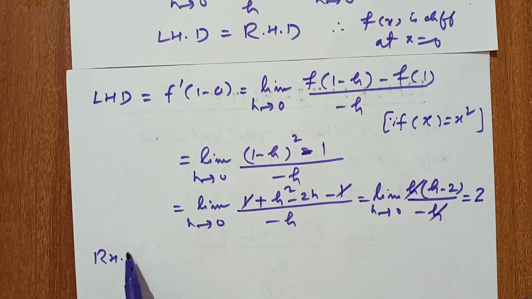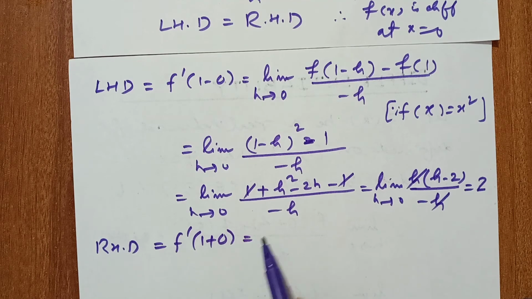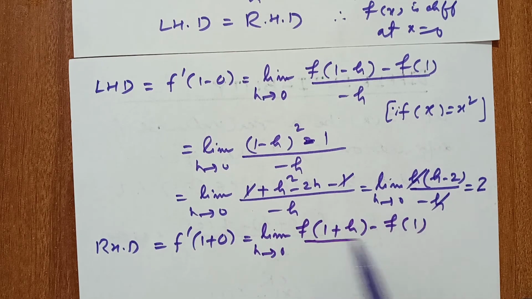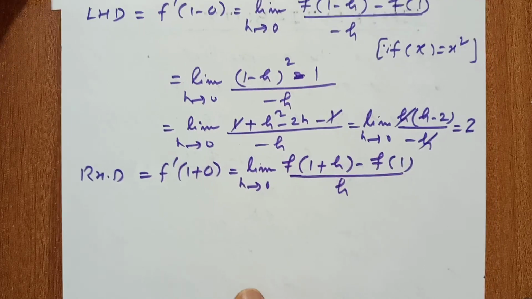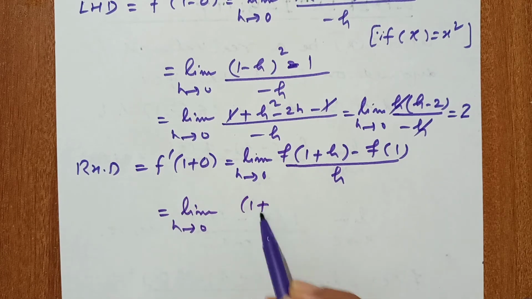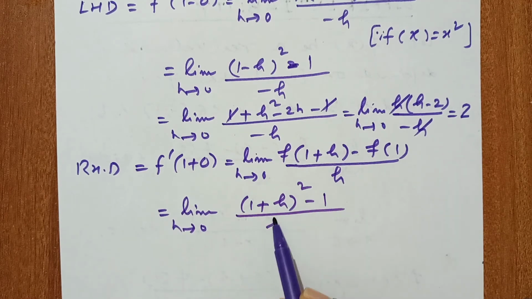Similarly, right hand derivative. So what is right hand derivative? Right hand derivative is equal to f dash 1 plus 0. Okay, so this is the notation. By definition of right hand derivative, it is the limit of f of 1 plus h minus f1 upon h. Since f(x) is equal to x square, this is equal to limit h tends to 0 of (1 plus h) whole square minus f1, f1 is equal to 1, upon h.